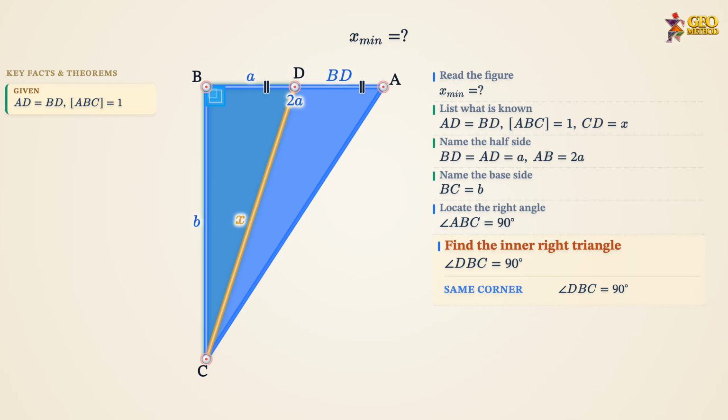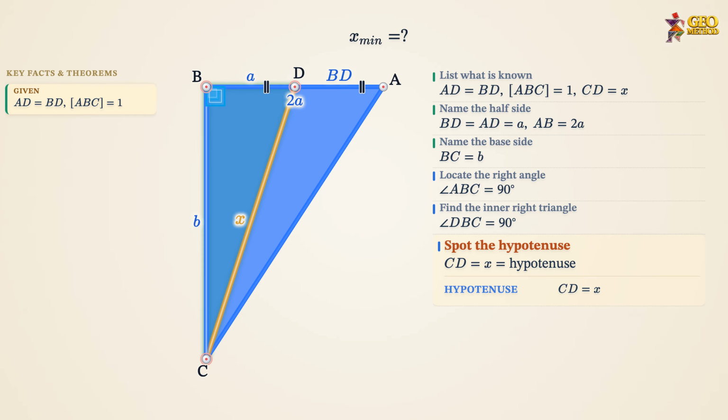Because D lies on the horizontal side AB, the segment DB runs straight along segment AB. So the smaller triangle DBC, shown in green, shares the very same corner B, which means angle DBC is also 90 degrees. In the green right triangle DBC, the side CD sits directly across from the right angle at B. So segment CD is the hypotenuse, the longest side. That hypotenuse is exactly our unknown x, which lets us bring in the Pythagorean theorem next.